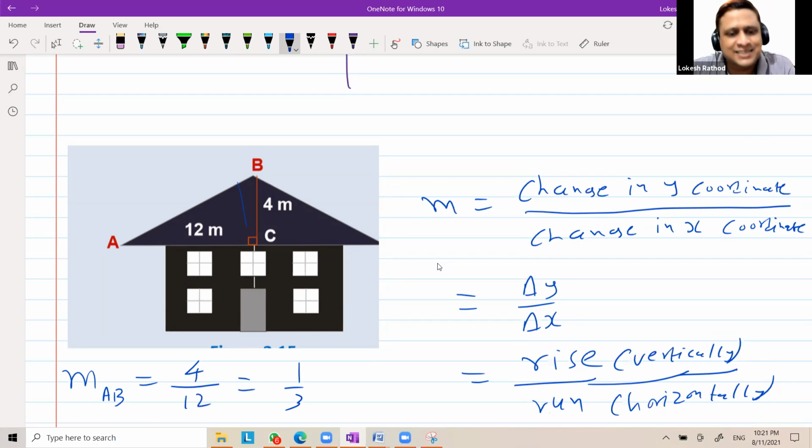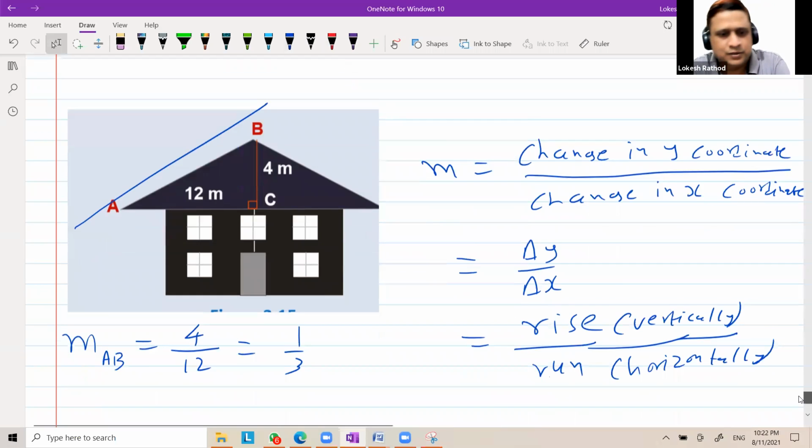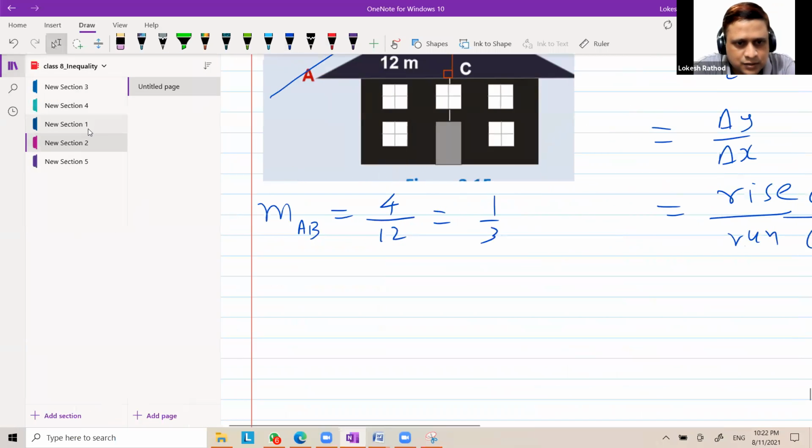As you can see, it's an increasing line, so slope is positive. Correct? Yes, right? Now, let's say, what's next?